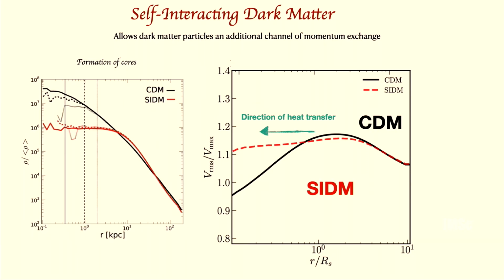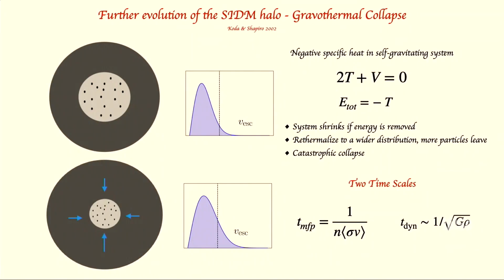And what self-interaction does is transfer heat from this hotter region to the inner cold regions of the dark matter halo. So that essentially heats up the inner regions of the halo, allowing particles to escape from the inner core of the halo. Not only does it escape from the inner core, it also makes the profile steeper in the outer region.